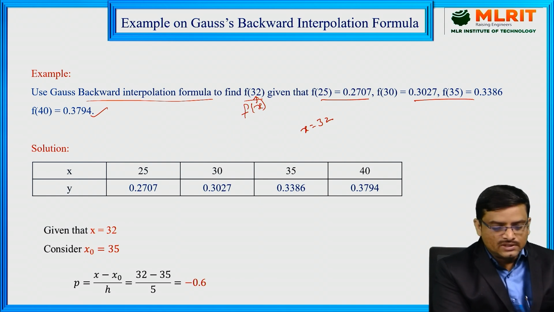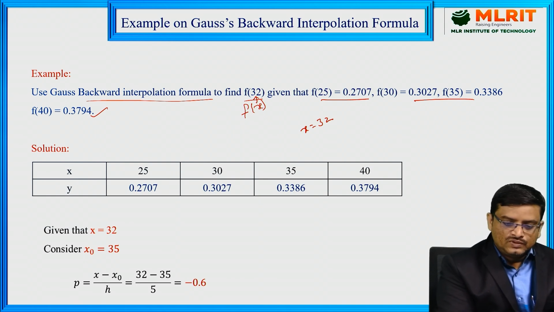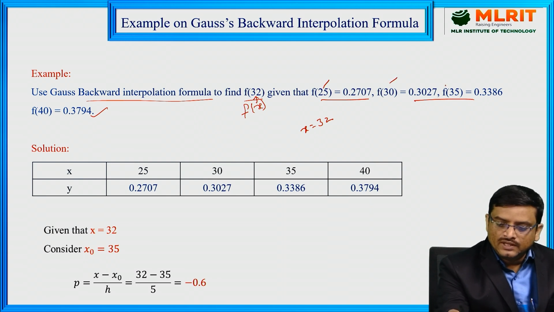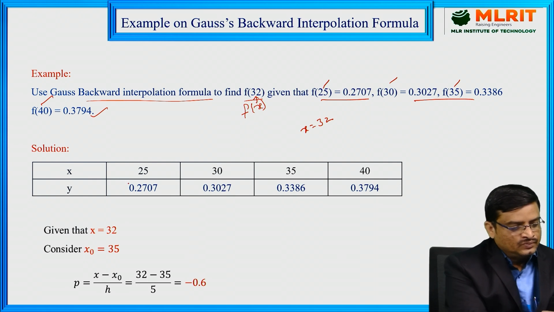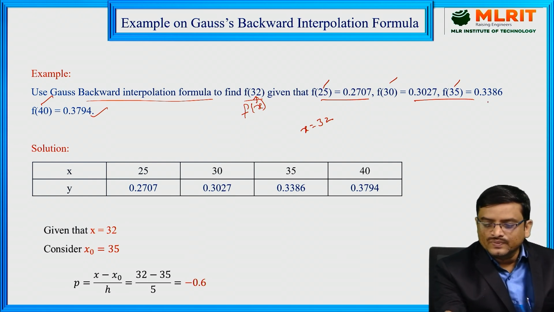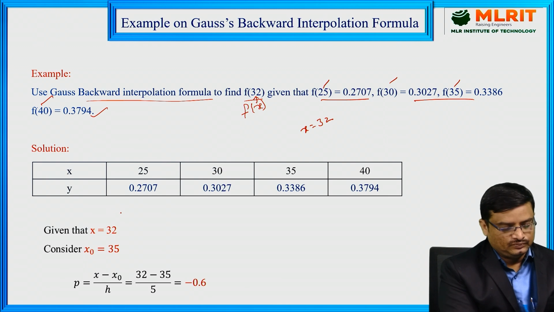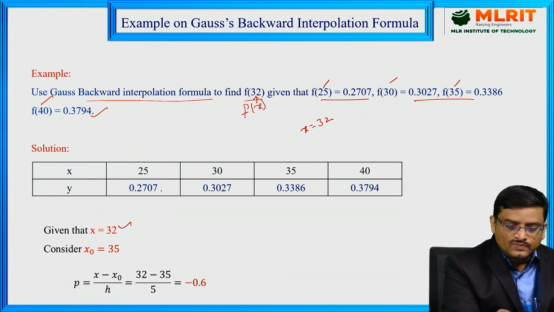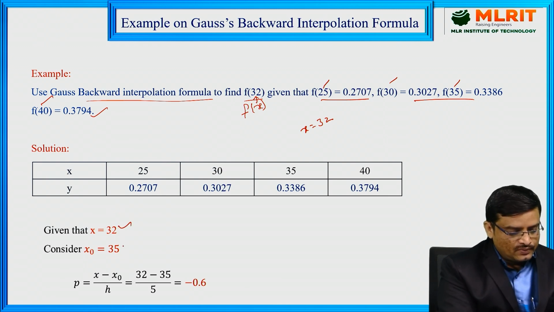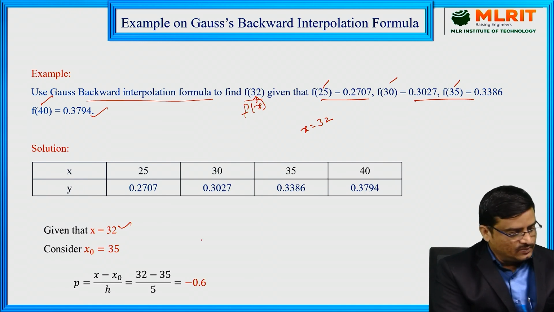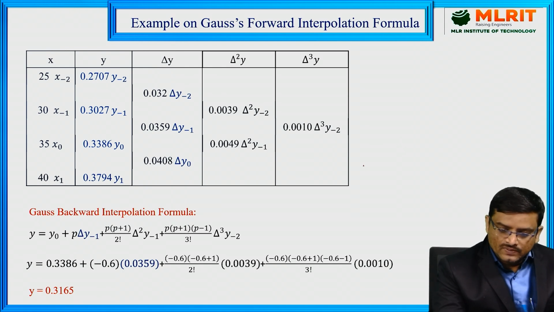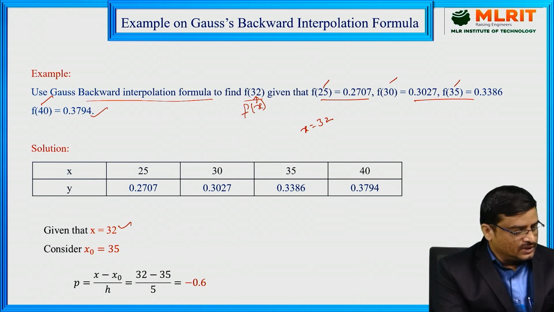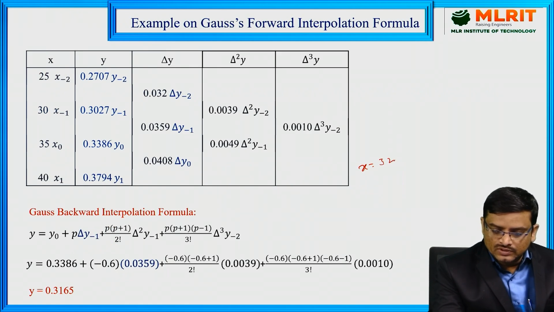So construct this in the tabular form. Our x values are 25, 30, 35 and 40. So represent those x values in the x column, and the corresponding RHS values you represent as y values here. Now given that our x value is equal to 32, now we have to consider our x naught value in the table. So first we will go to this central difference. So our x is equal to 32.